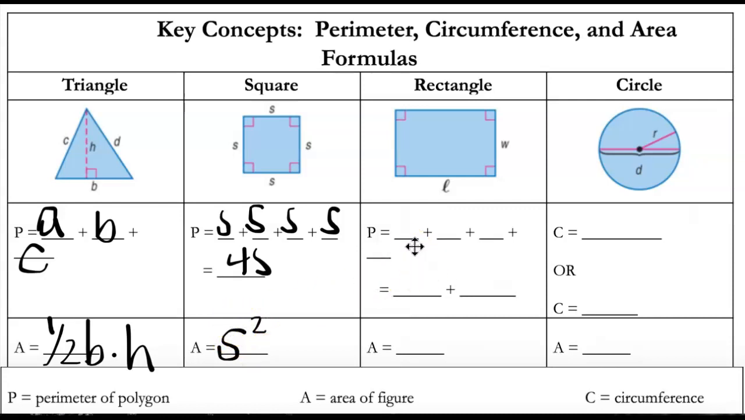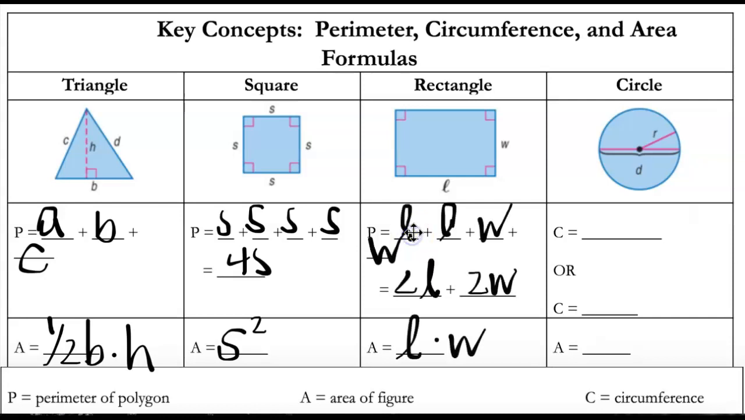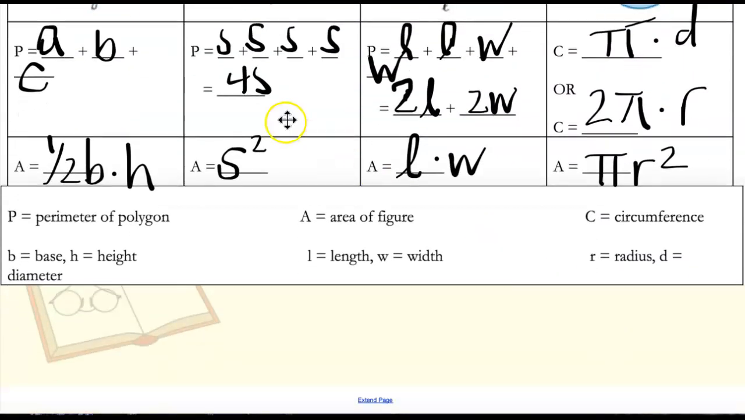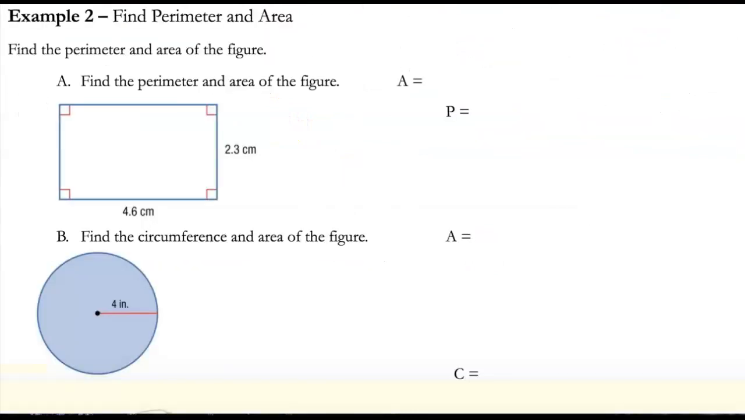For the area and perimeter of a rectangle, again, you'd have 2 lengths and 2 widths, so this should be a 2 right here. And the area is just length times width. And then for circumference, we have 2 formulas that are optional: pi times diameter, or 2 times pi times radius. The area is pi r squared. So we'll just practice with a couple of these.